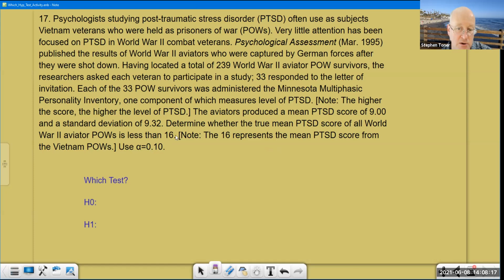The aviators produced a mean PTSD score of 9 and a standard deviation of 9.32. Here's the problem: determine whether the true mean PTSD score of World War II aviators is less than 16. That's a lot, but basically they're asking, is mu less than 16, or is mu equal to 16? And you can then see, oh, just a single mean there, this is a t-test.